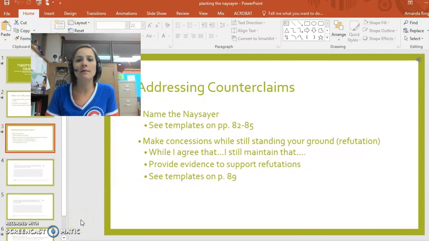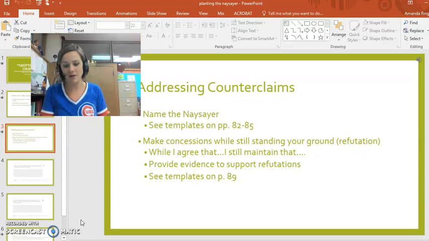Okay, so now we're going to talk about how you actually integrate these counterclaims into your writing. So there's really three parts. The first part is to state what the counterclaim is, and then along with that, name the naysayer. So this is where you name either the person or group of people, or just a general group, like people who disagree with me. This is where you basically give a label to the people or group that feels the way that you don't feel, I guess.